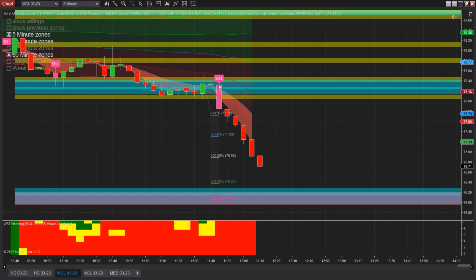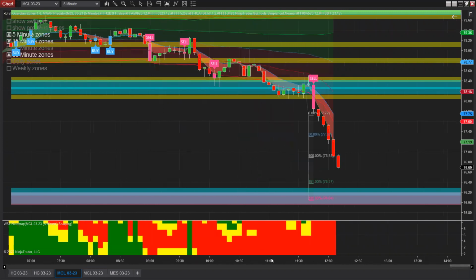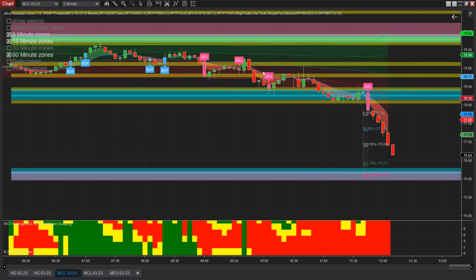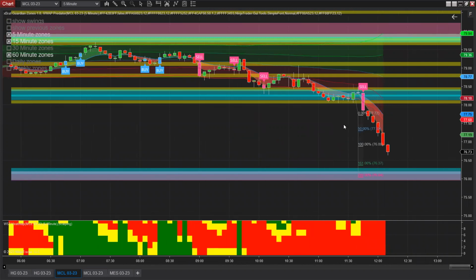Okay, so this VWAP predator trade is the one to wait for. You would have been suckered into these if you didn't have the Guardian zones or your support resistance zones on. And this is the most important thing here. It's not the amount of trades that you take, it's the high probability trades that you take that are most likely to be the winners.